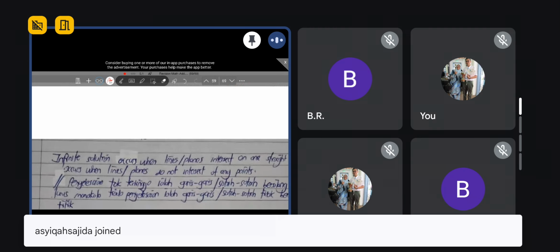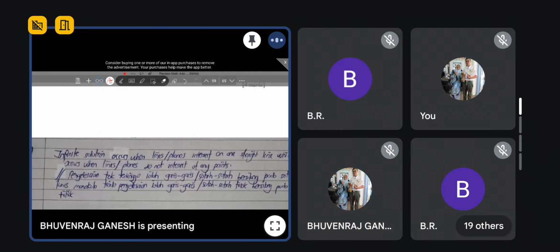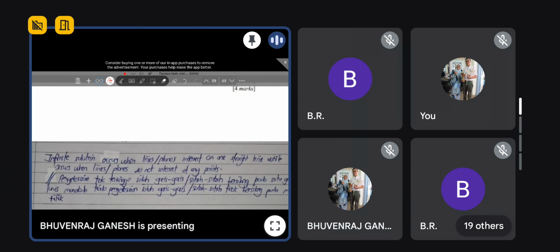So how to write it? Okay, you can refer here. So basically, infinite solution will occur when the lines or planes intersect on one straight line. Okay, while no solution is when the lines and planes do not intersect at any points. Understand, guys? Do you get the idea? Do you know why they say intersect? No other alternative. Only one answer accepted.